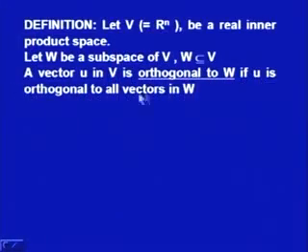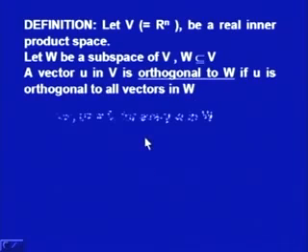See, we were talking about orthogonality between a pair of vectors. Now we are talking about orthogonality of a vector with respect to a set of vectors. So, a vector u in V is orthogonal to W if the vector u is orthogonal to all vectors in W. That means the inner product of w and u is 0 for every w in W. If this is true, then we say the vector u is orthogonal to the set W.